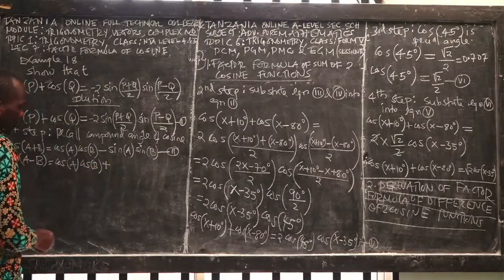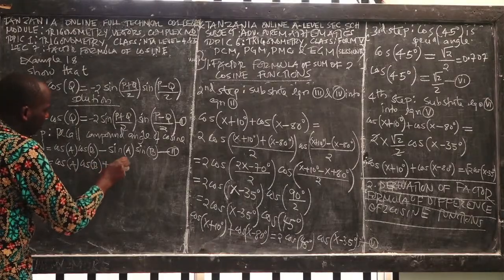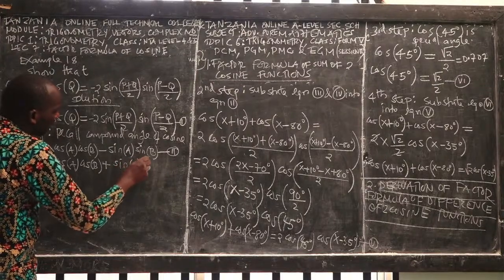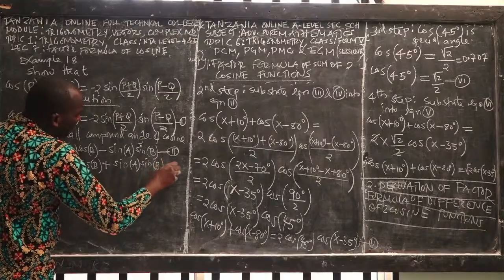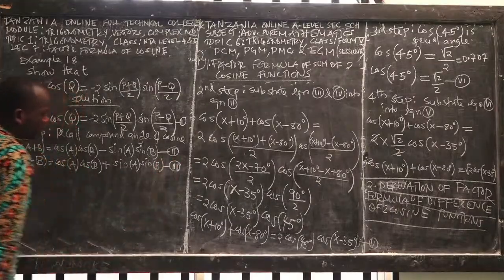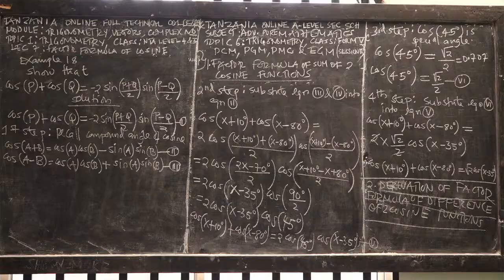Cosine of A, cosine of B, plus what? Sine of A, sine of B. So this one becomes equation 3. Kwa hiyo inakuwa equation yetu ya 3. Okay? Haya, baada ya hapo tunaenda hatua ya pili.